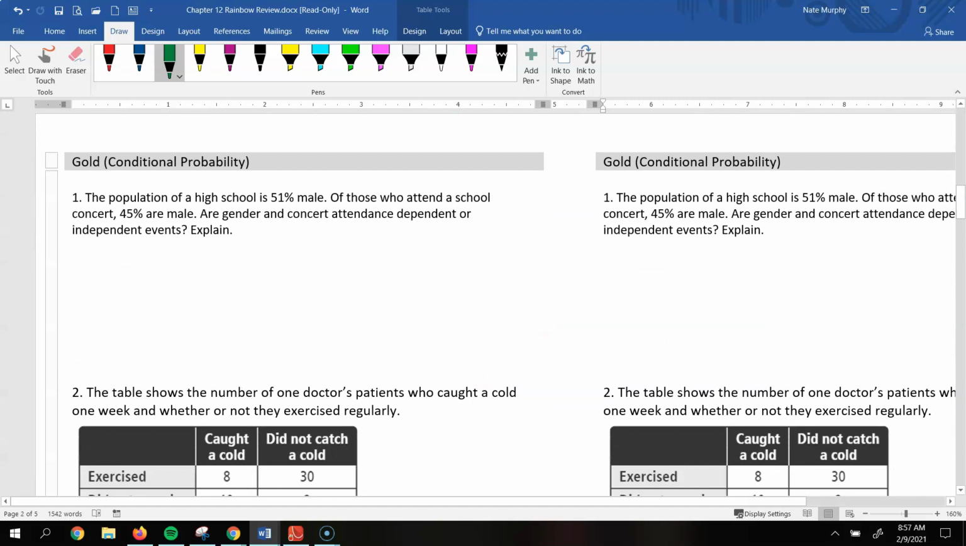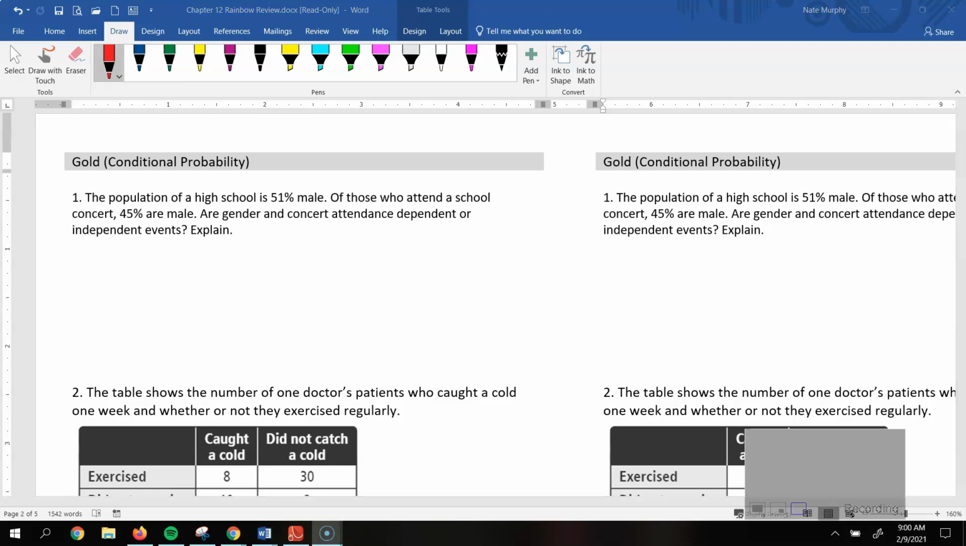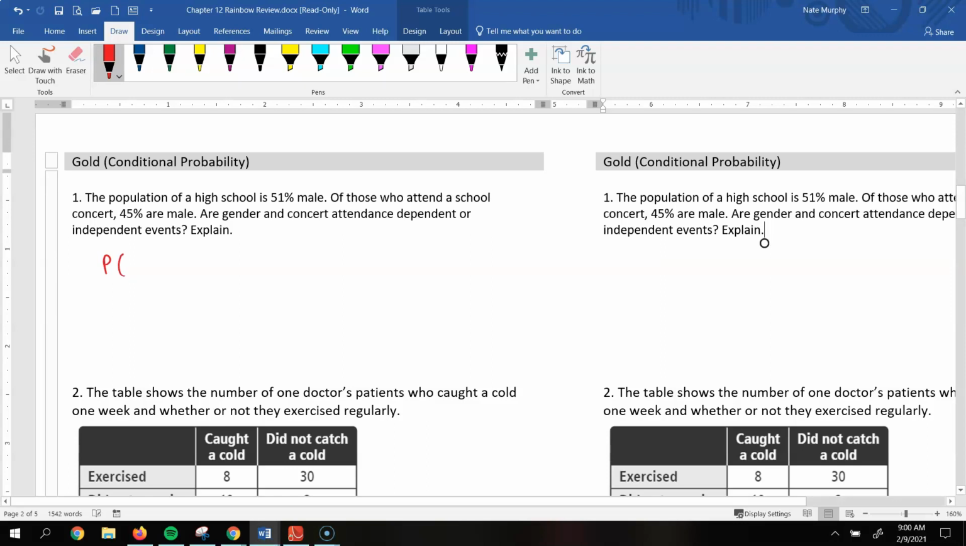All right, let's look at the gold section. So the gold section here, it says the population of a high school is 51% male. Of those who attend a school concert, 45% are male. Are gender and concert attendance dependent or independent events? And we need to explain why. All right, so we know that the probability that someone at the high school is male is 51%, or 0.51.